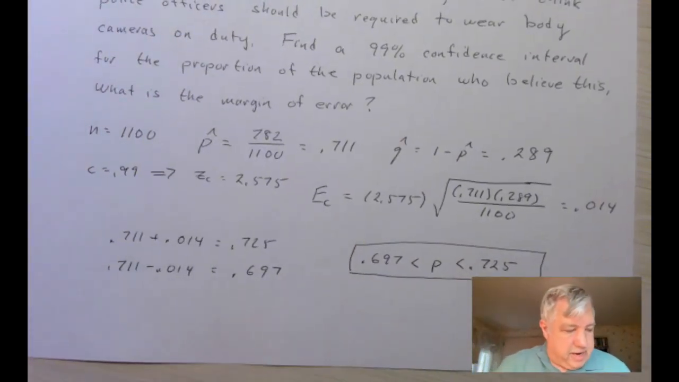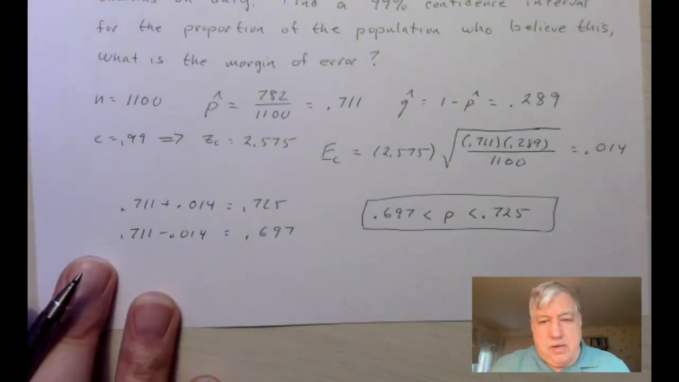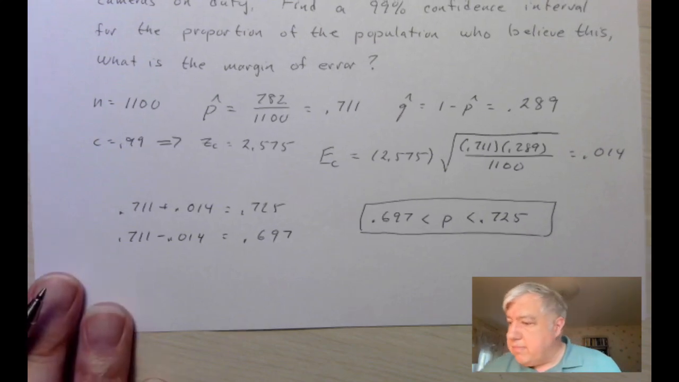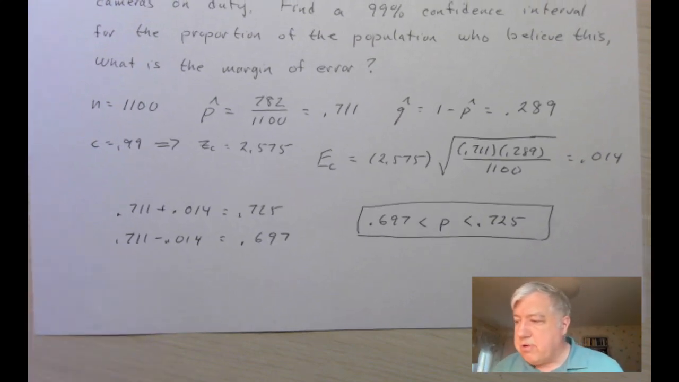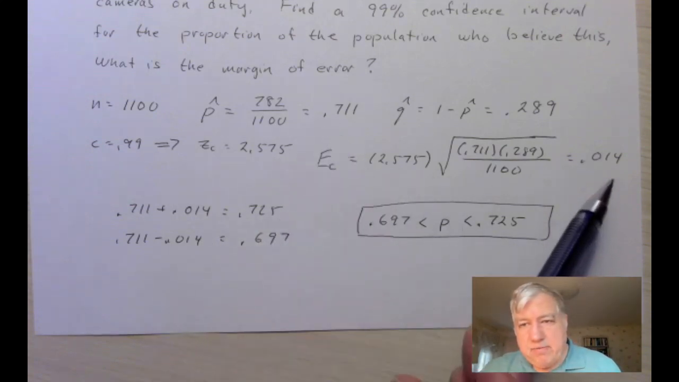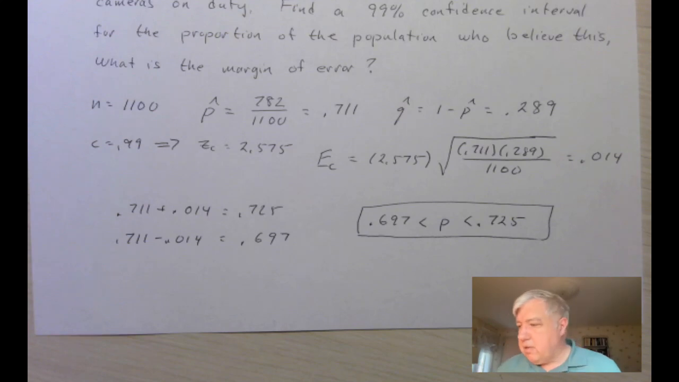Okay, and in layman's terms, we would say that the percentage of people who support this is 71% with a margin of error of 1.4%. All right, moving on to the next example, example 3.